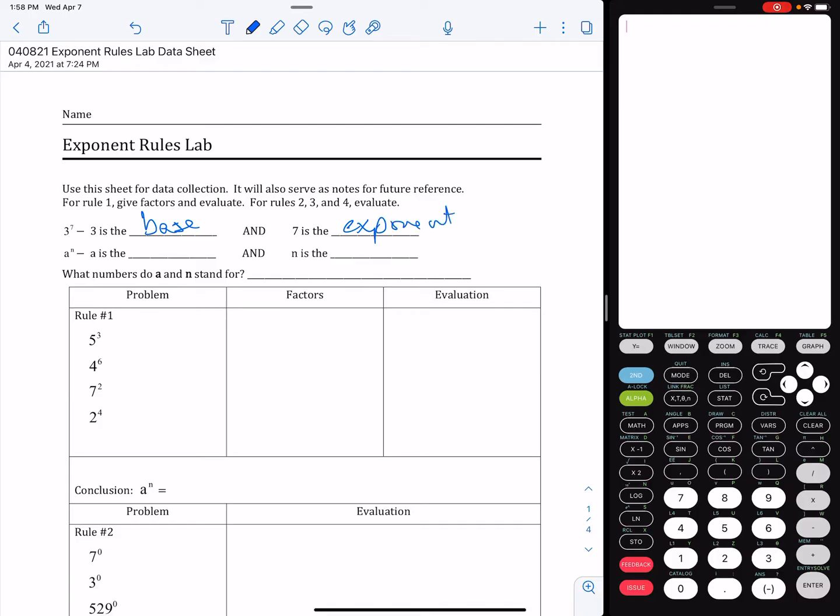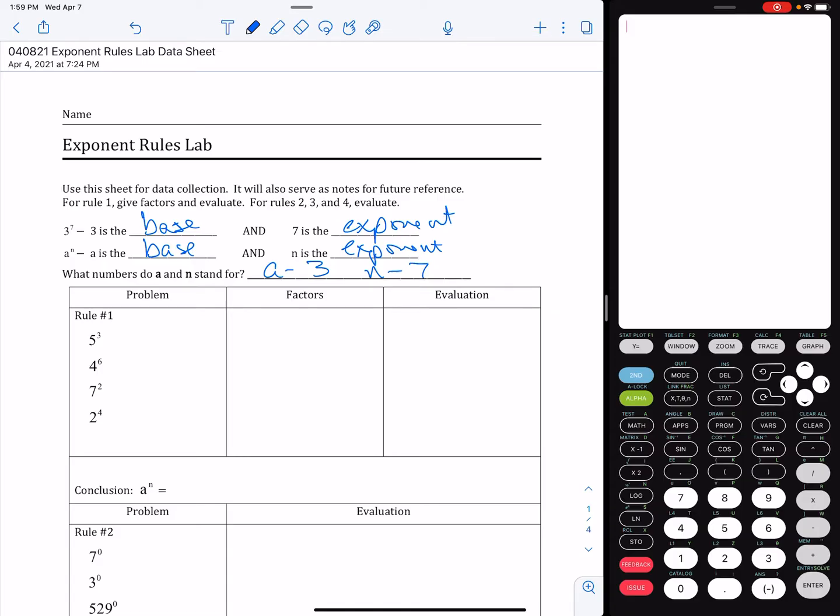So in this lab, you're going to be looking at some problems like that. But when you're dealing with the properties, you're going to look at a more generic, algebraic way. So we look at it as a to the nth power, where the a is still the base and the n is still the exponent. But in each of those, I can plug in any number. So what numbers do a and n stand for? In the previous example, the a stands for the 3, and the n stands for the 7. Like I said, the a and the n are just variables, so it's called a generic form.